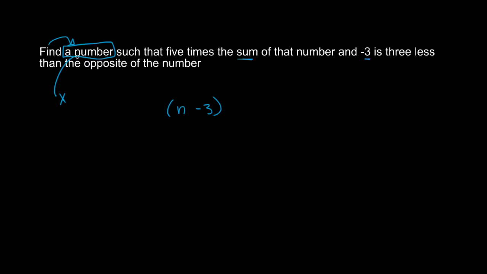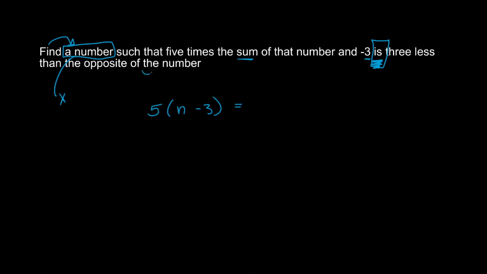So we know, find a number such that 5 times the sum of that number. Well, n and negative 3. But we know it's 5 times that. Is almost always stands for equals. So when you see the is, you'll just pop an equal sign in there and continue. 3 less than the opposite of that number.